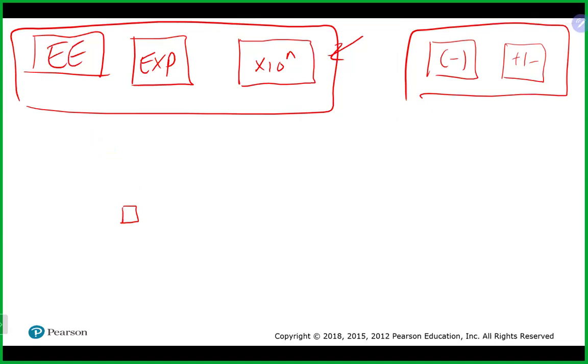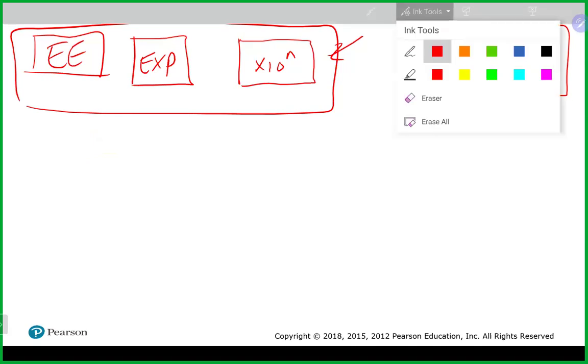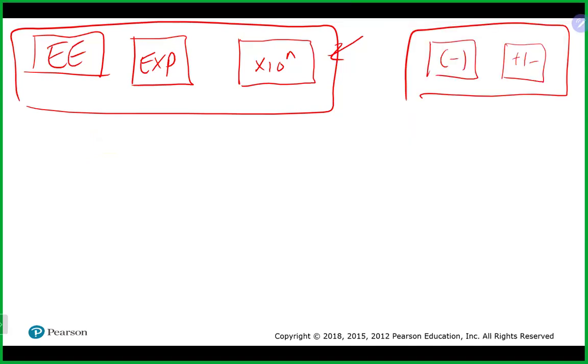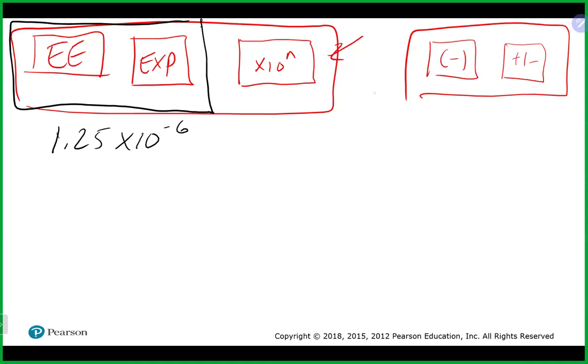This is probably the most important thing to learn out of this chapter, maybe. All right, let's say we had our number 1.25 times 10 to the minus 6. And we wanted to punch that into our calculator correctly. We will start with these two buttons over here. We'll talk about what you need to do if you have a calculator that has that other button in a second. But if you have either an EE button or an EXP button on your calculator, this is what you should punch in.